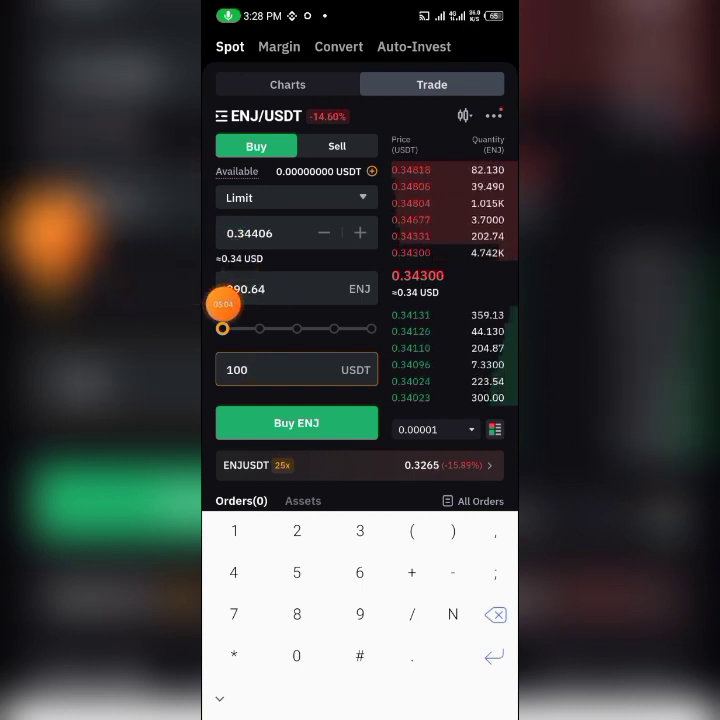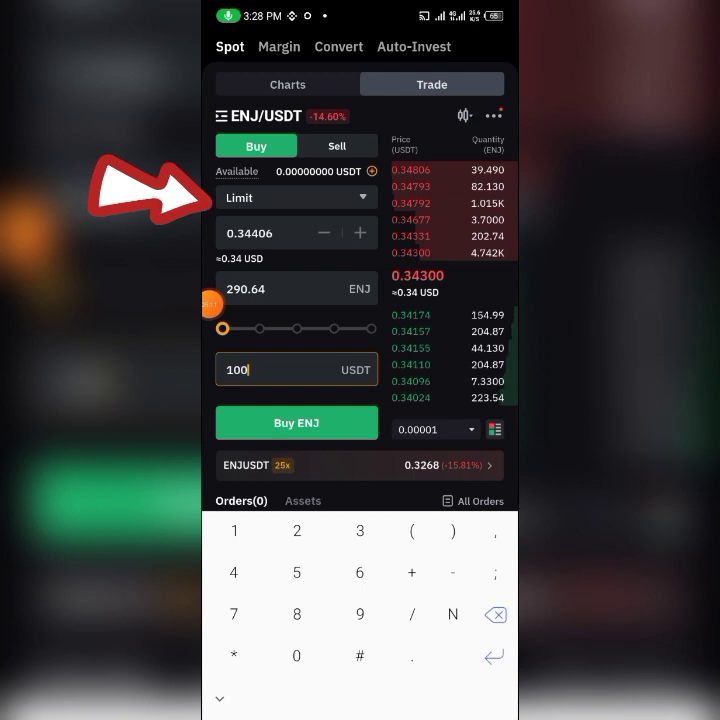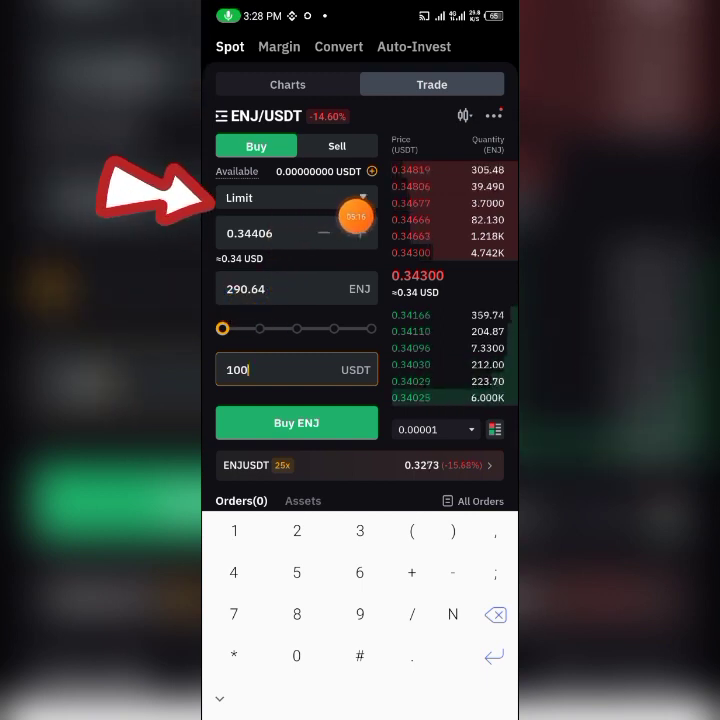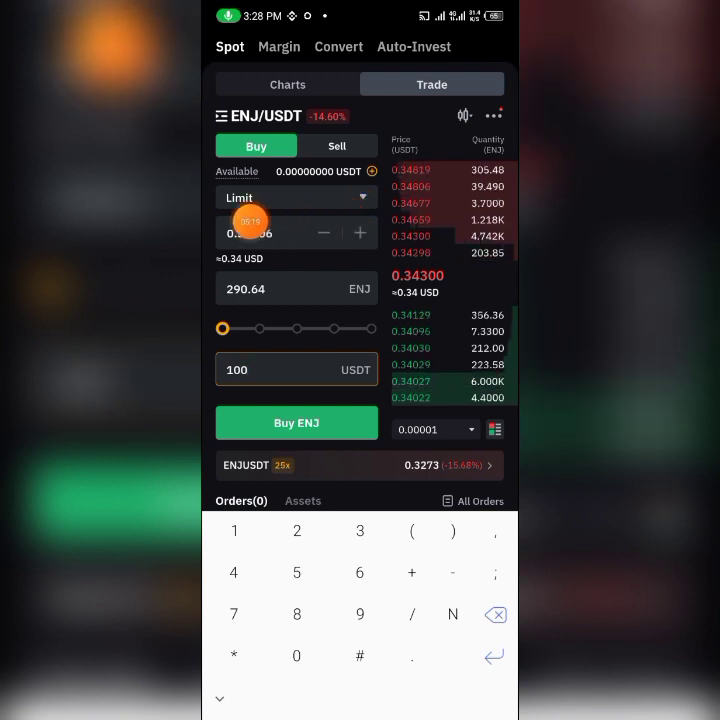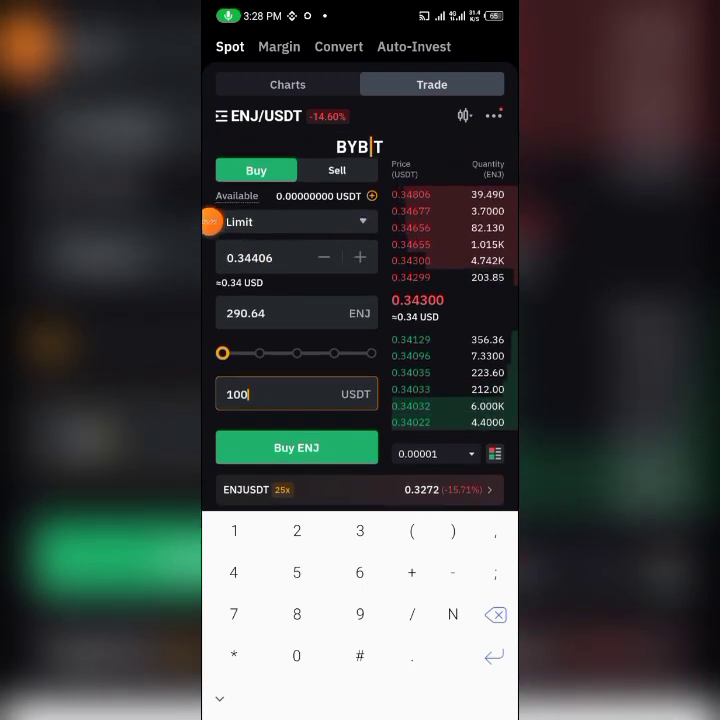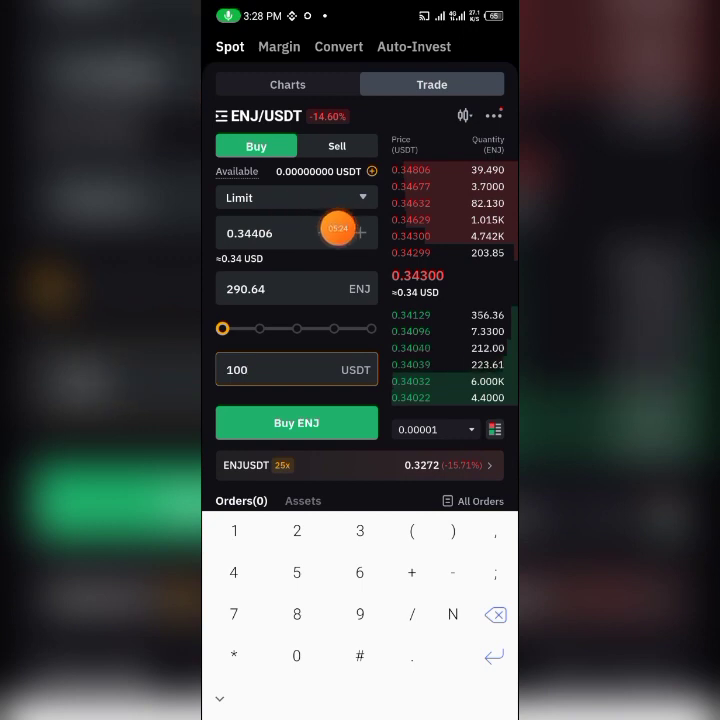Secondly, what you should also consider is the limit or market order. We are leaving it on limit because the price is not stable. Now I've taught you guys about risk management. As you can see now, the price is not stable.